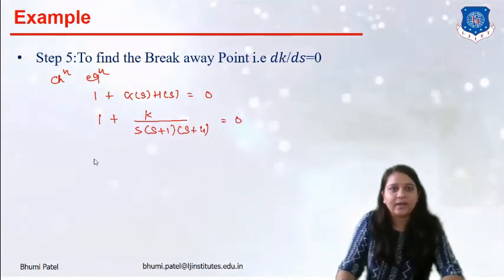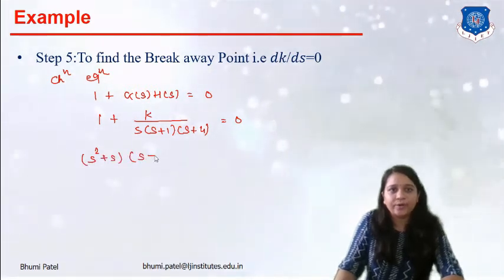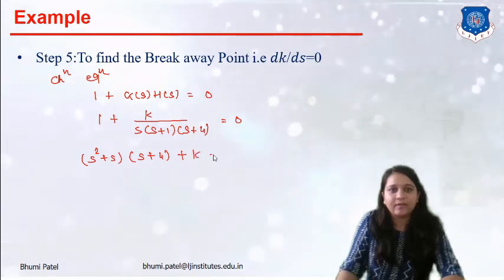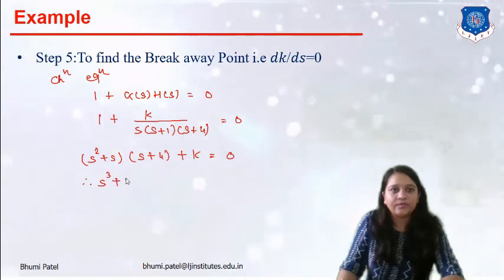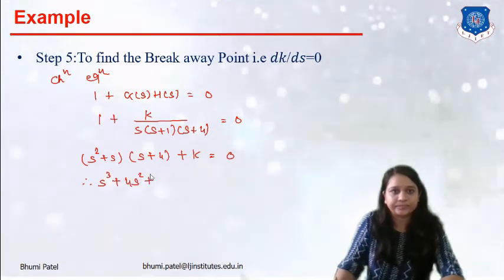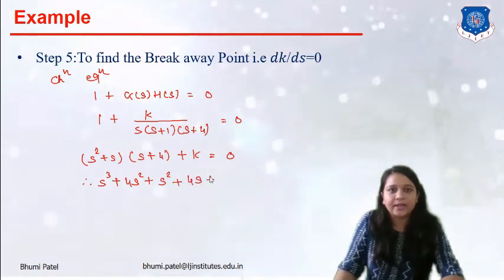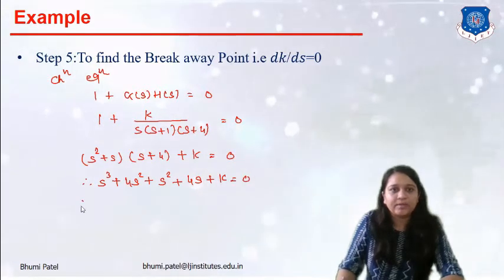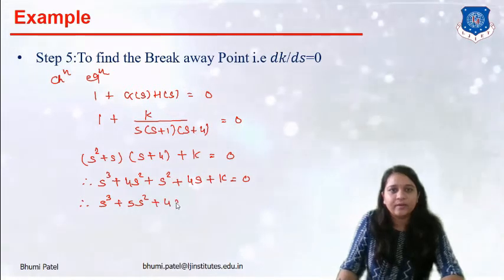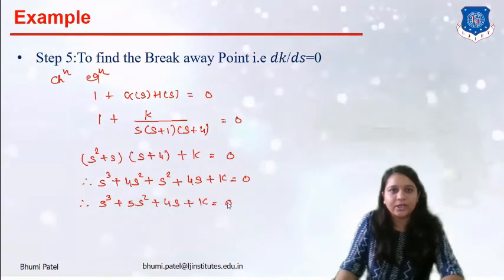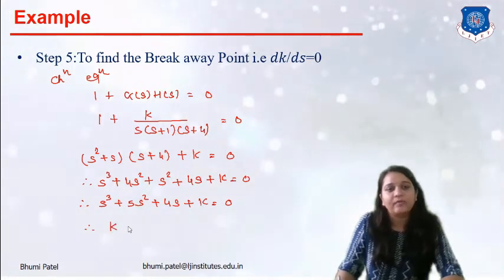Simplifying this equation, we get s square plus s in bracket s plus 4 plus k is equal to 0. That means s cube plus 4s square plus s square plus 4s plus k is equal to 0. That means s cube plus 5s square plus 4s plus k is equal to 0. Now we have to find dk by ds. So first of all, we have to find the value of k.